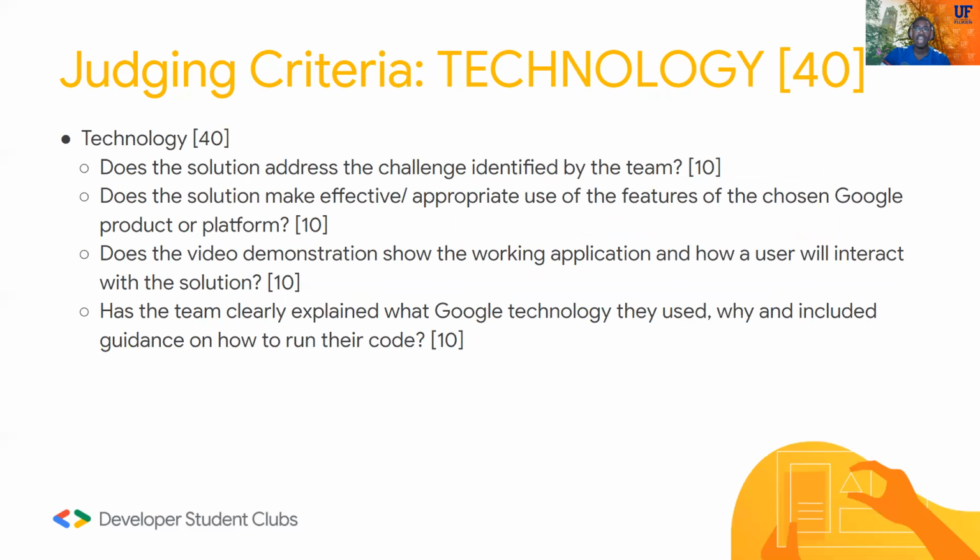This criteria assesses the actual project that is being made. So it asks questions like, does the project properly address the challenge that was identified? Did the team effectively use the features of the chosen Google product or platform and clearly describe what, why, and how it was used? And does the video submission include a proper demonstration of the user interface? The technology portion is the largest portion in terms of the actual development time. You want to make sure that your project is very clear, it is very clean, and it's very useful, and that it works in general.